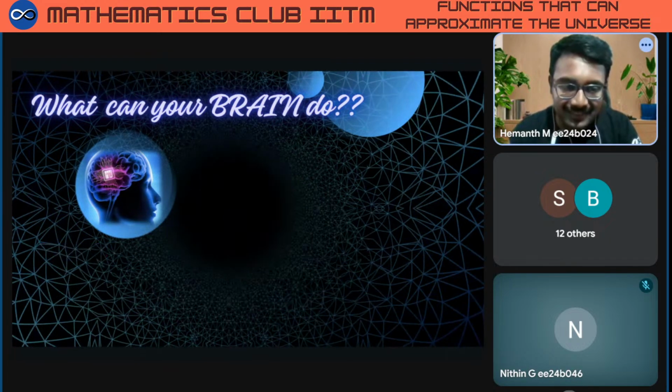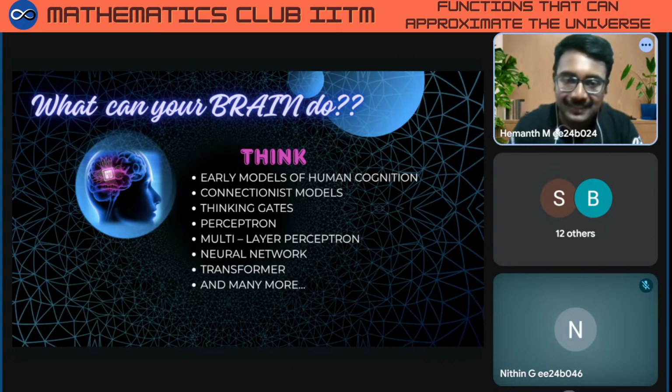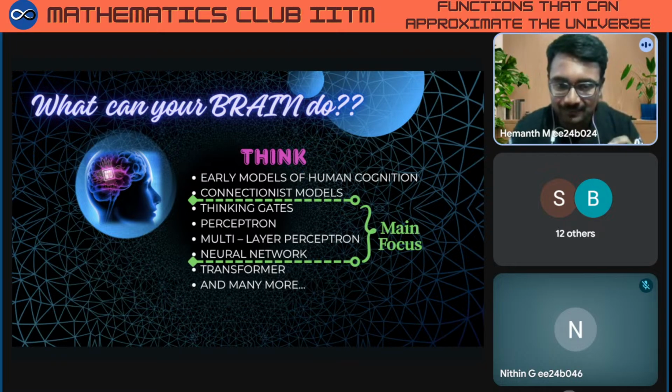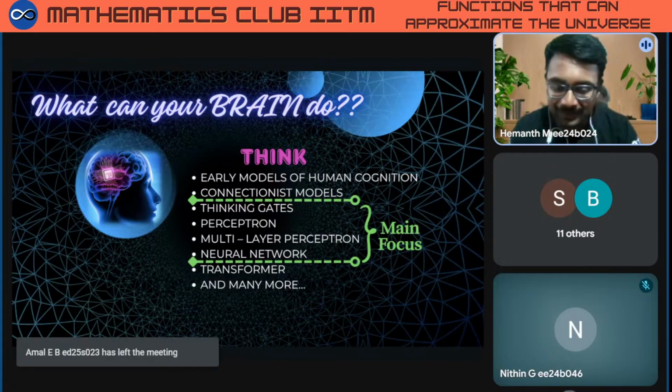And then comes thinking. So now we want to make a machine think like us. Now, how do we do that? People have been attempting this challenge for several ages, and we'll start off with some early models. As discussed in the roadmap, it mostly follows how it works. Then we'll go over connectionist models, thinking gates, perceptrons, and so on. Our main focus will be on thinking gates, perceptrons, MLPs, and neural networks. In the end, I'll just show you one transformer architecture, but I won't go into much detail of it.